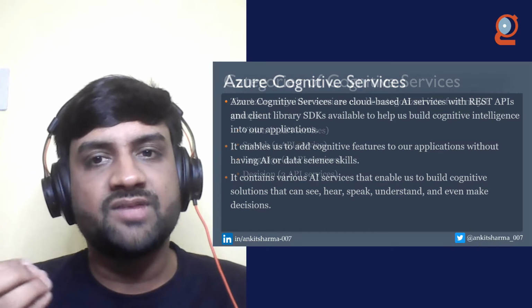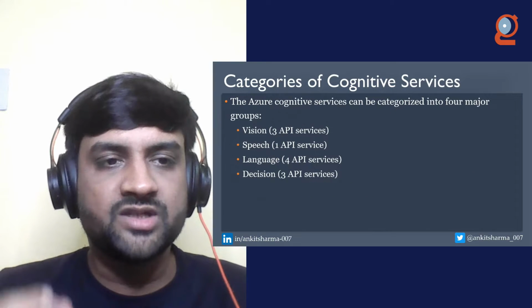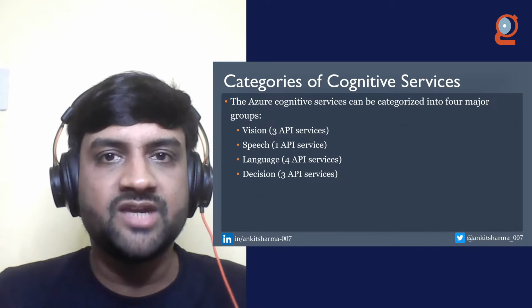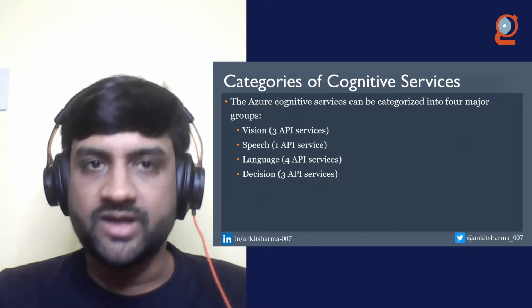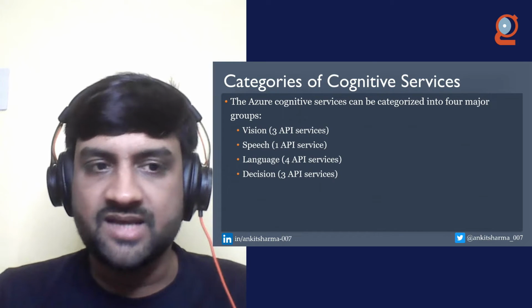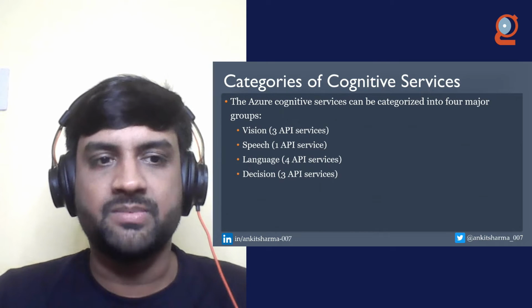The cognitive services are categorized into four major groups. The first group is vision, which contains 3 API services. Then we have speech, which contains 1 API service. Then we have language, which contains 4 API services. And finally, we have the decision category, which contains 3 API services.